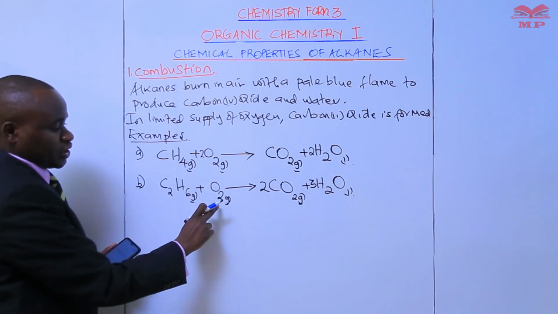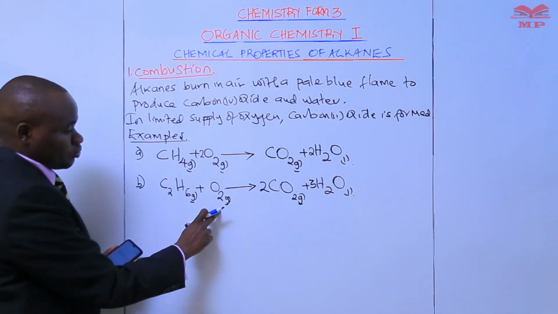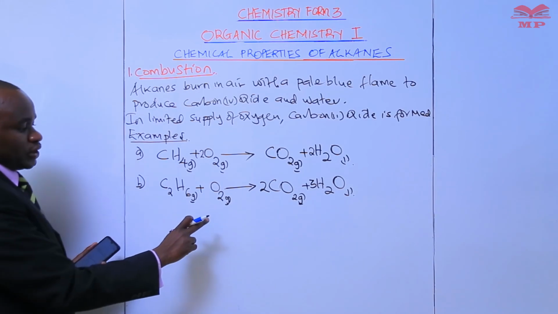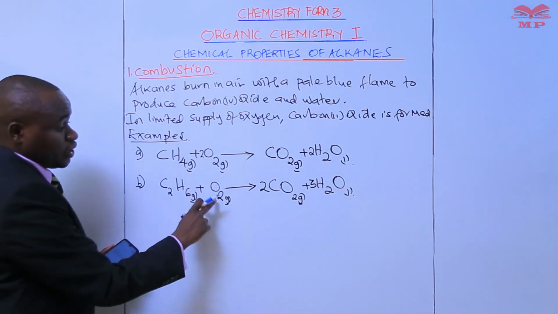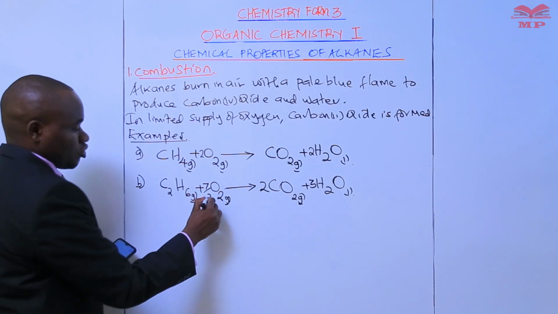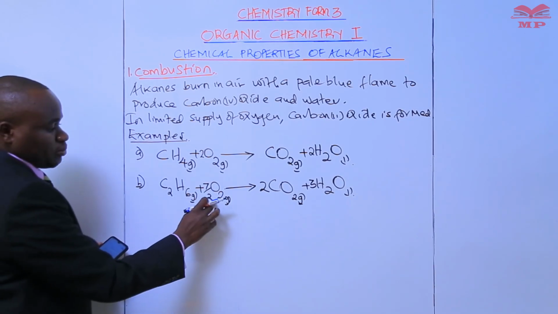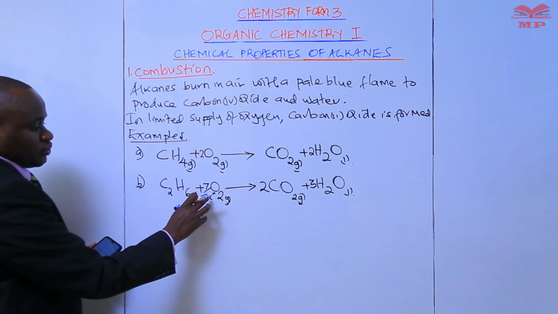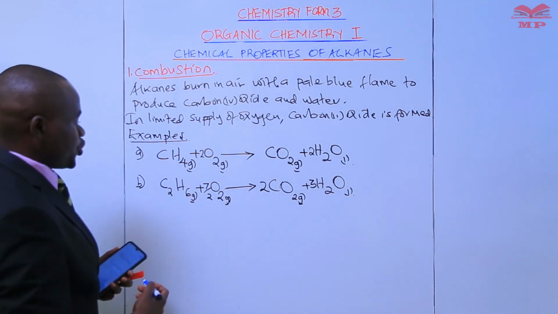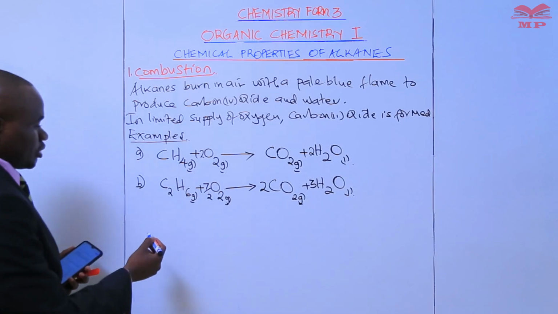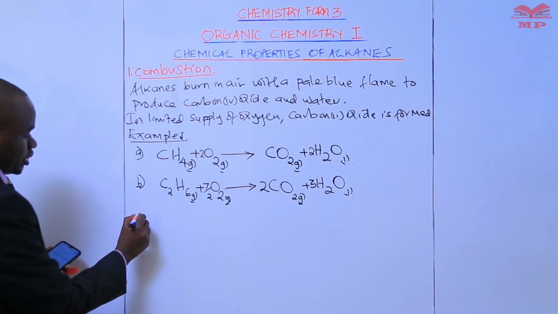So I need to make this side have 7 oxygen atoms. What I will do is multiply the 2 by a fraction that will give me 7. And that fraction is 7 over 2. So 7 over 2 multiplied by 2, you'll get 7. So we have used a fraction. I've already said in organic chemistry, you are allowed to use fractions in balancing equations.